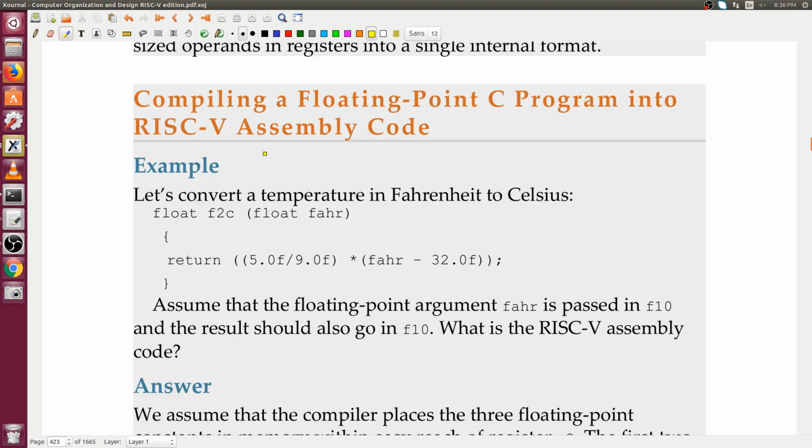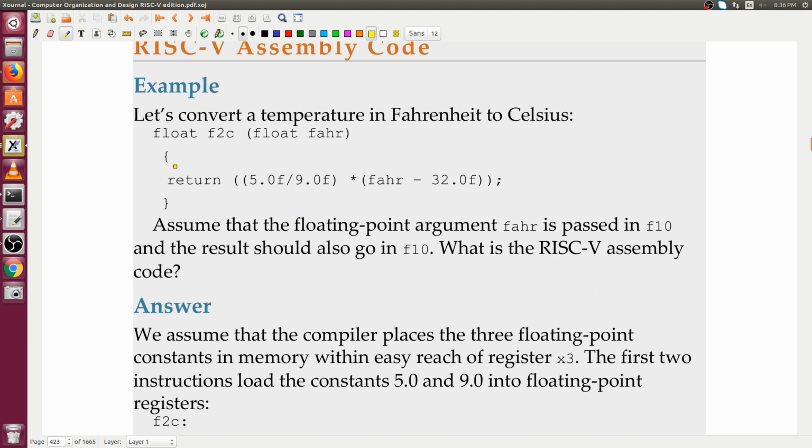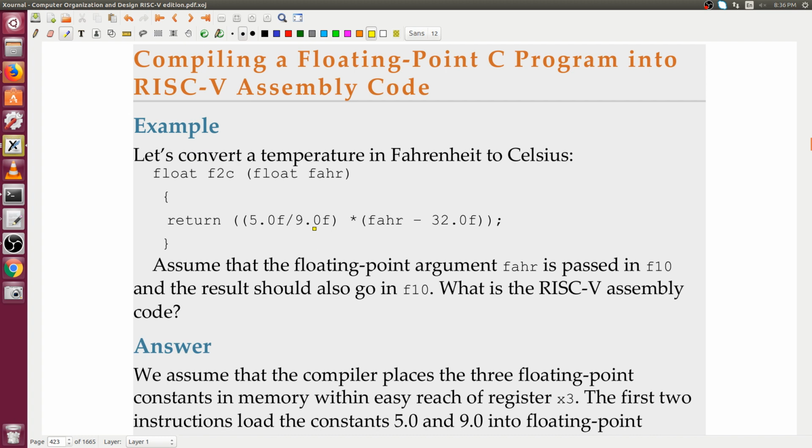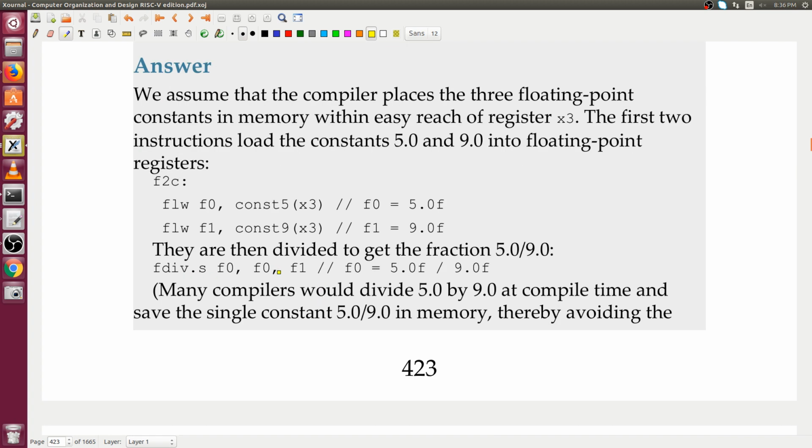So here this is just a C program, a function that has a float output and a float input. They do this floating point division. Oh, it's just a conversion from Fahrenheit to Celsius, of course. And then they get this as an output. So this is a floating point word F0, and they load a floating point number into that register, F0. They load the other floating point number into the other register. They do a single precision floating point division to get this 5/9. That's what this is calculating.